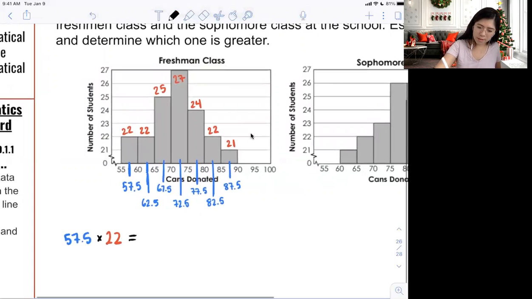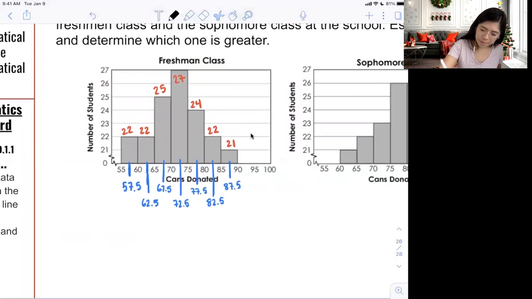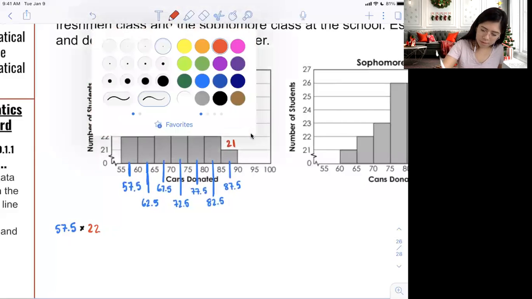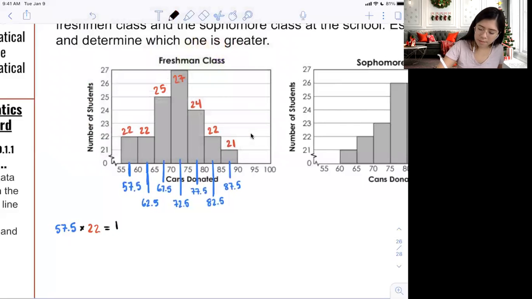I'll write it down. Let me write it a little bit smaller so I don't run out of room. So again, 57.5 times 22. What do I get? 1,265. And then I keep going all the way down my list. So now I'm doing 62.5 times 22. And then I'm just going to start writing these down and you guys start calculating it in your calculators.